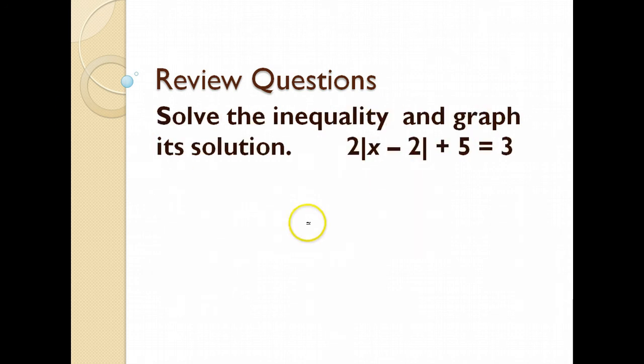Solve the inequality. Okay, so we didn't do this last time. Before you split your inequality, the first thing you want to do is isolate the absolute value. So pretend this is a big X. Pretend this absolute value right here is a big variable. So first things first is I'm going to get that variable by itself. I'm going to subtract 5 on both sides.